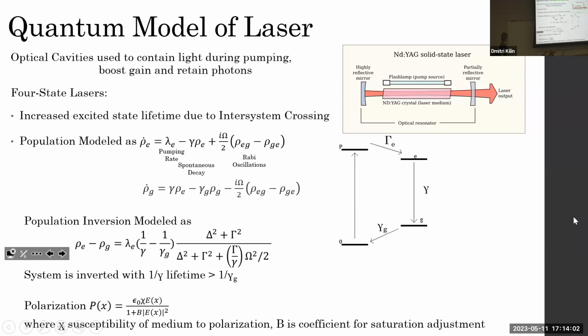What's really important from this function is this ratio 1 over gamma and 1 over gamma G. So gamma is the decay from our second excited state back down to its second ground state. And then gamma G is from ground back to original ground. And so if our lifetime of this excited state is greater than the decay rate from here, we can have a population inversion over time as our pumping is doing more work than the decay is. And then we can quantify the polarization, which will indicate how strong our electric field is over the cavity of our laser. And we also include B, which is our saturation, as Stephen mentioned earlier.